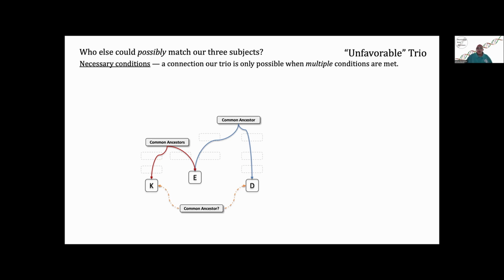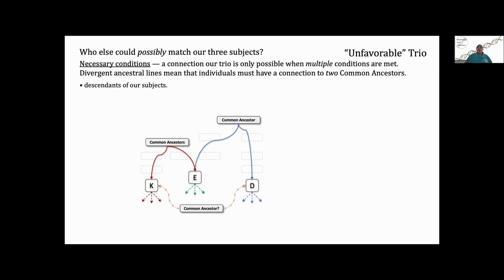You may have, in other discussions, encountered the terms necessary versus sufficient conditions, and this is essentially what they mean. So with necessary conditions, multiple criteria must be satisfied. In the case of our trio, genetic connections to 2 distinct ancestral lines must be satisfied for an individual to match every element of our unfavorable shared match trio. And we can survey which genealogical connections might satisfy our necessary connections.